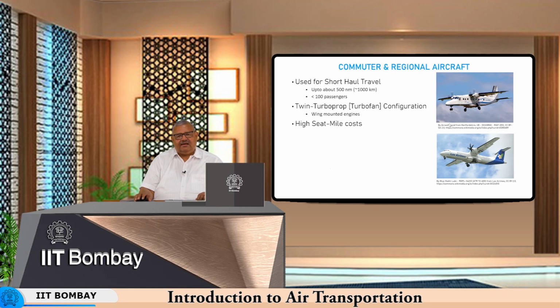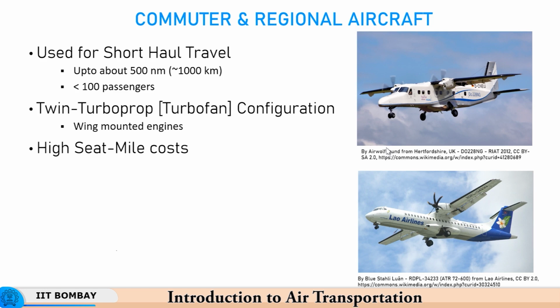These aircraft are characterized by high cost per seat per unit distance. This is because the total cost of operating this aircraft is shared by a lesser number of passengers compared to the airliners which have maybe 180, 200 or even 300 passengers. So, there the costs are shared over a large number of passengers and the per kilometer per passenger cost comes down, but commuter and regional aircraft suffer from high seat mile costs, and therefore, the airfares on the routes that these aircraft serve tend to be higher per seat per kilometer compared to those for the airliners.